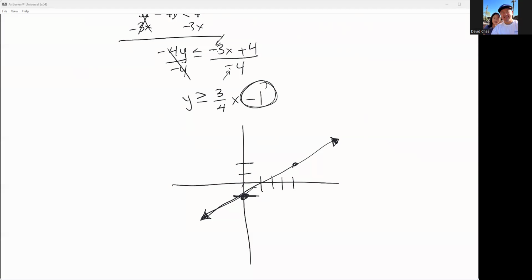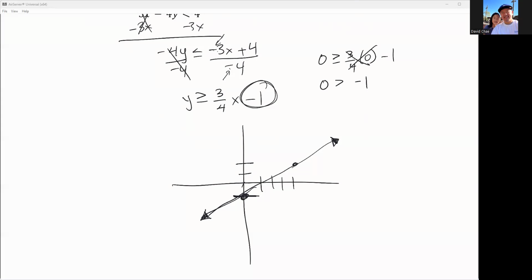All right, are we done yet with this problem? Almost. What do we have to do? We have to shade, right? Because y is greater than that. So you should use a test point. I would use 0, 0, right? 0 is greater than or equal to 3 over 4 times 0 minus 1. The reason why we want to use a test point is because we want to know which side to shade. So what's 3 over 4 times 0? That's 0. 0 minus 1 is -1. Is 0 greater than -1? Yes or no?